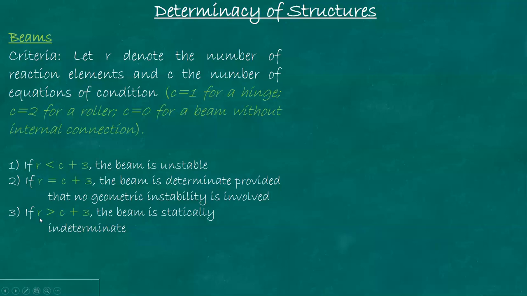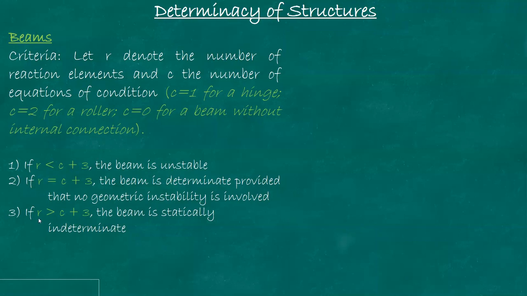And the last one is, kung mas daghan ang unknowns kaysa equations. If R is greater than C plus 3, the beam is statically indeterminate. Nandiyan ang degree of indeterminacy. Ang pasabot sa degree of indeterminacy, number of additional equations nga kinahanglan para ma-solve siya.